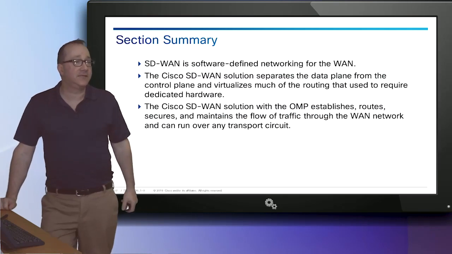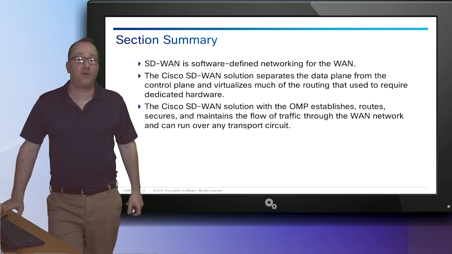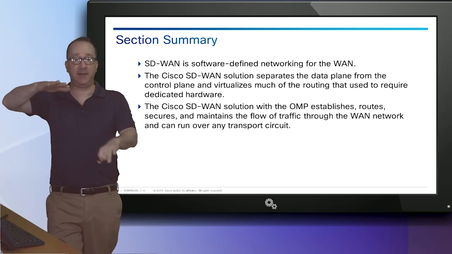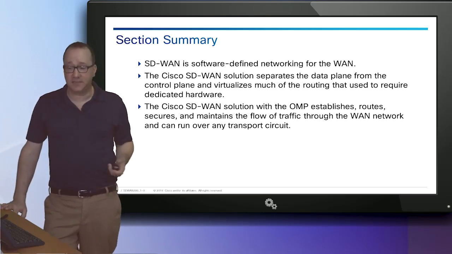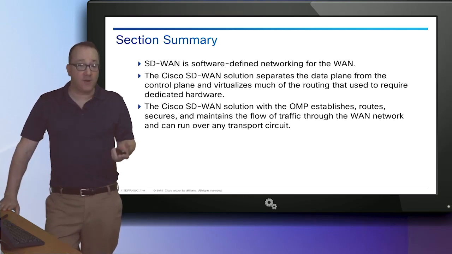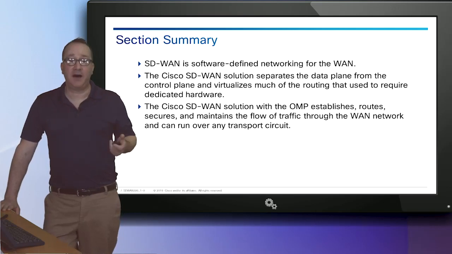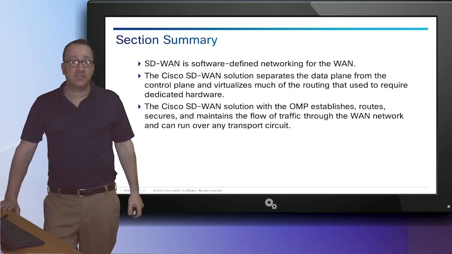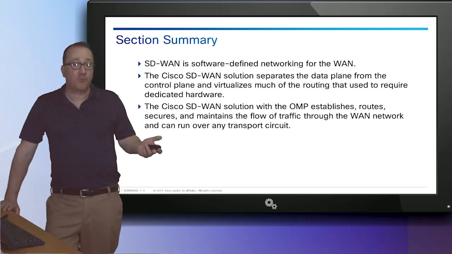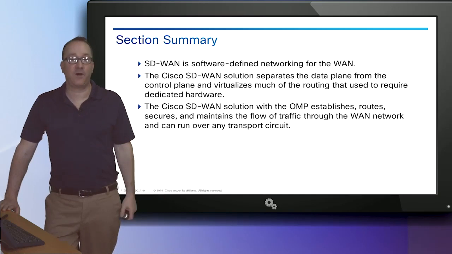So what we've covered in this section, we've talked about what SD-WAN is, that it's software-defined wide area networking. Basically, we're going to run an overlay protocol on top of the underlay protocol. That underlay protocol is going to be your existing MPLS and internet circuits. The overlay protocol is OMP, which is going to establish and make sure the routing is up, and then we have secure connections between each site over your existing WAN network. And remember, we can run that over any transport circuit. If we have IP connectivity, we can run OMP over it.